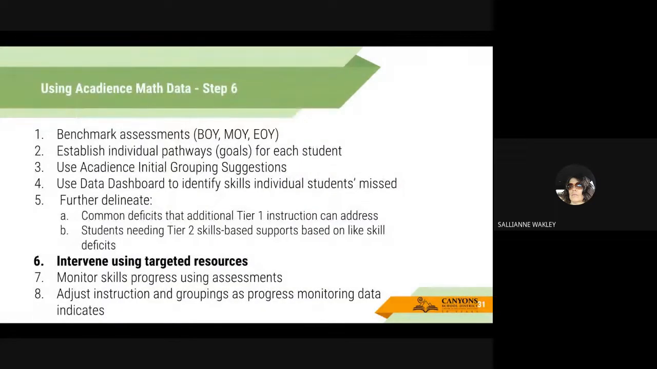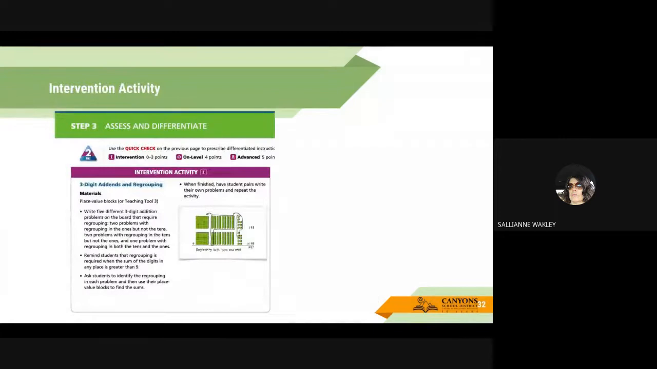So the next thing we need to do, once we know what students have deficits in, is intervene using targeted resources, not just being willy-nilly, but actually being supportive with targeted resources. And one great thing we have is that Envision has a lot of great resources we can use for intervention. Specifically, every single lesson within the Envision program has an intervention activity.